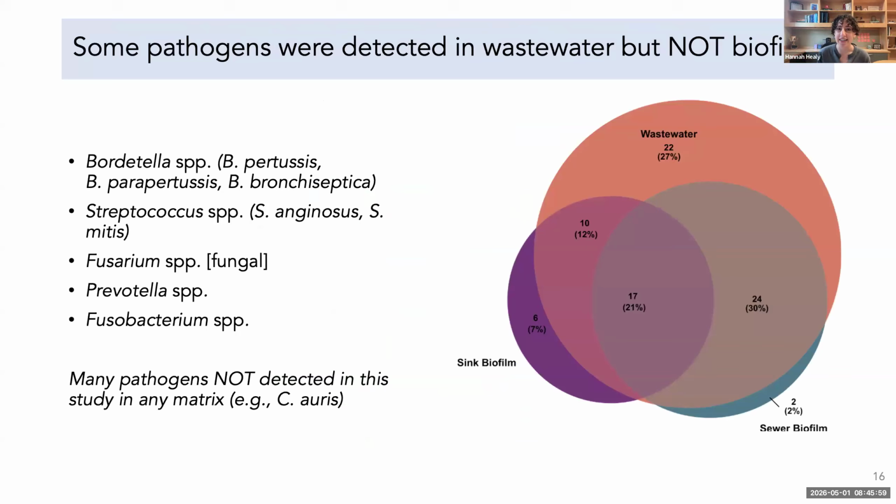I do want to note that some pathogens were detected in wastewater, but not in biofilms. Some of these included Bordetella species like Bordetella pertussis, different species of strep, and Fusarium, which is fungal. And then, of course, there were also many pathogens that were not detected in our study in any matrix. So things like C. auris.